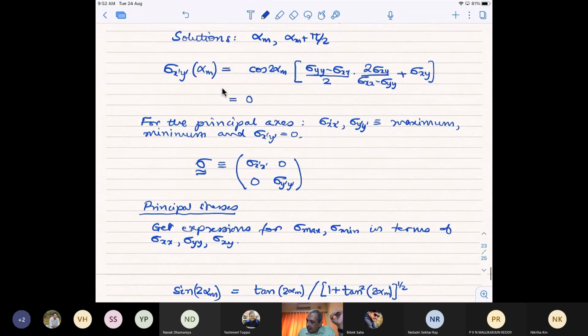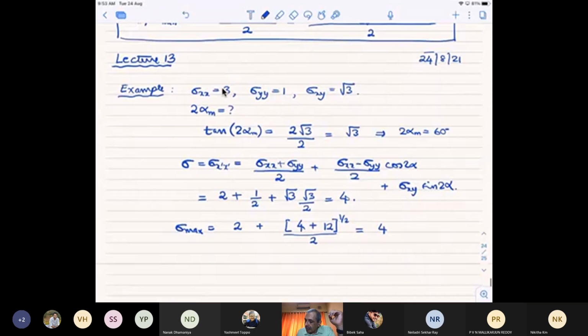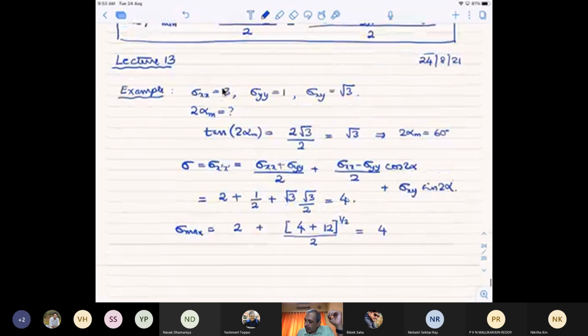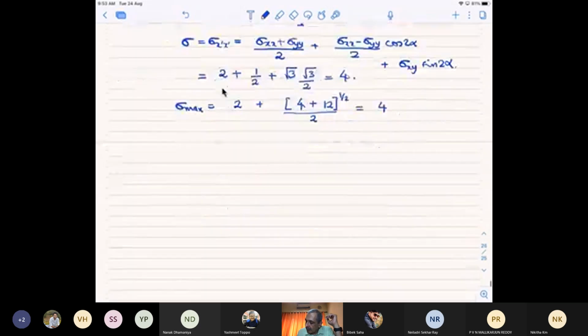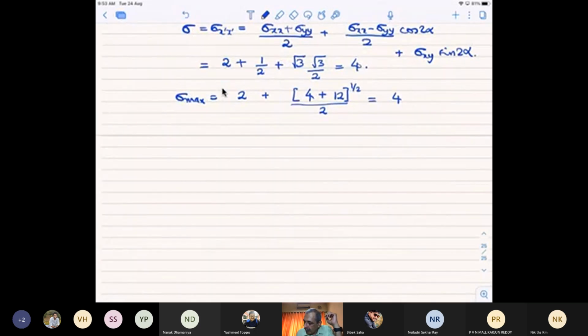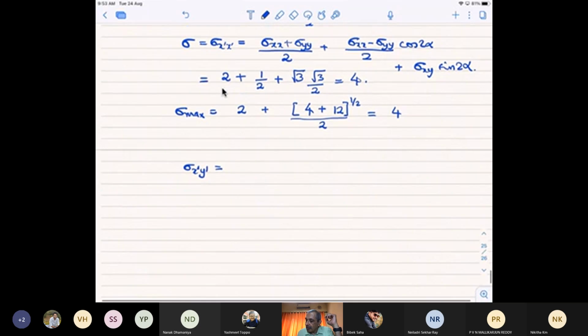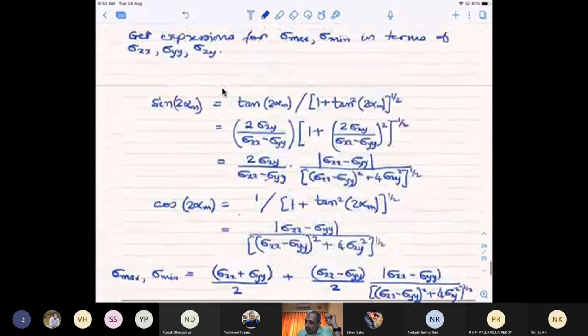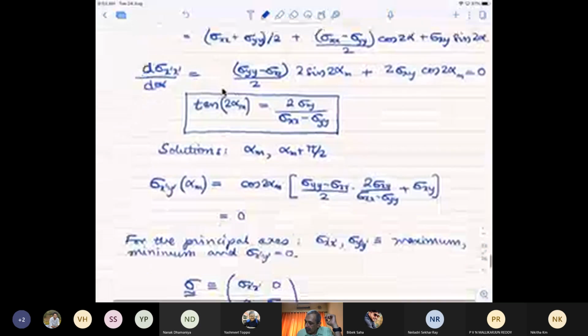And at that angle, actually, if I continue that example, if we want to find out what is sigma x prime y prime at 60 degrees, you will see that it is equal to 0. So what is the formula for sigma x prime y prime?